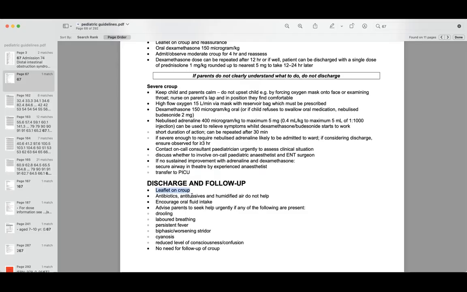Antibiotics, antitussives: no need to give. Generally, they are giving, right? Some antibiotics, some antitussives, like loratadine, something like that. No need of all these things. And humidified air does not help.